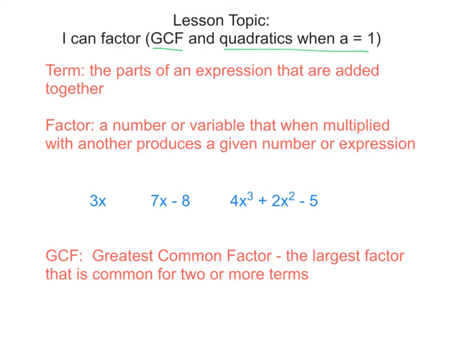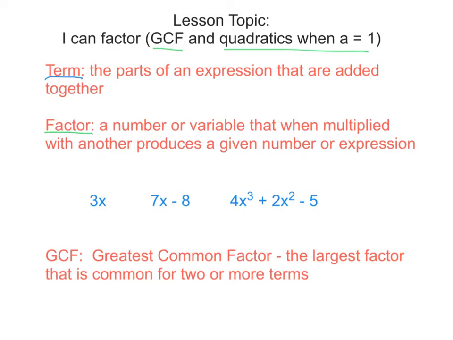First of all, I need you to understand that a term and a factor are different things. A term is the parts of an expression that are added together. So if you look down here, I have three different expressions. This is an expression right here, 3x. It is a single term, one term, so it's a monomial, and it has two factors.